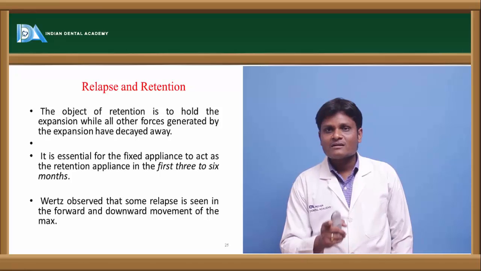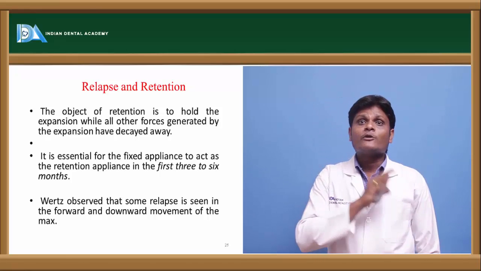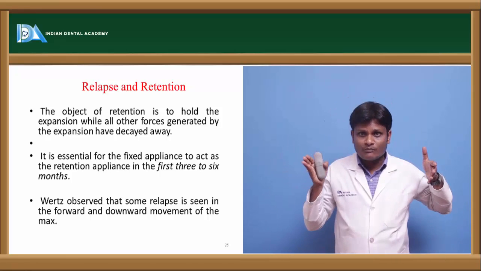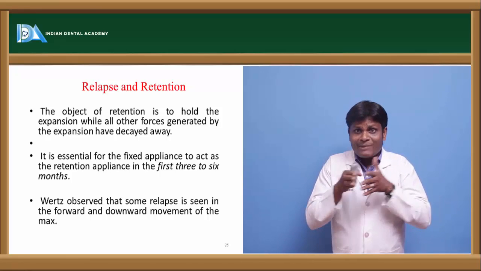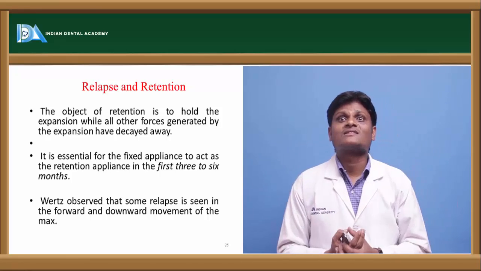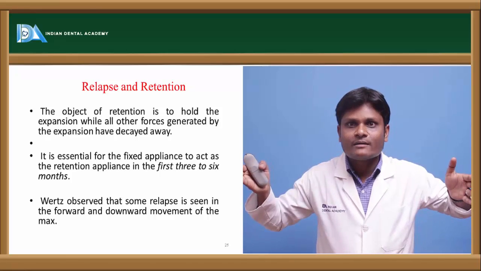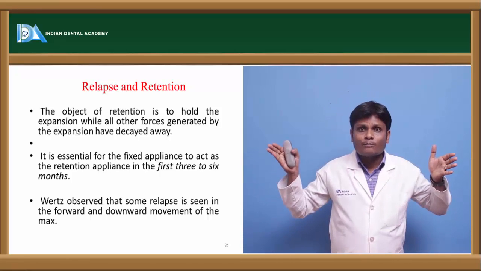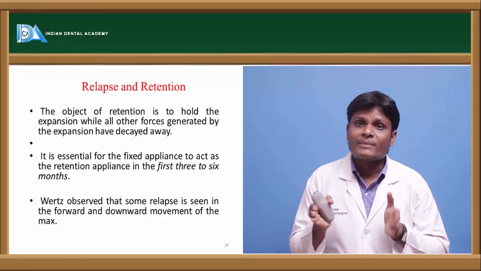Remember, expansion cases are more prone to relapse because we are actually disturbing the neuromuscular balance. So we are pulling the maxillary halves towards the buccal side, where a strong muscle, that is buccinator, is present, which will constantly tend to push the laterally expanded portions of the maxilla to go back into their normal or pre-treated position.